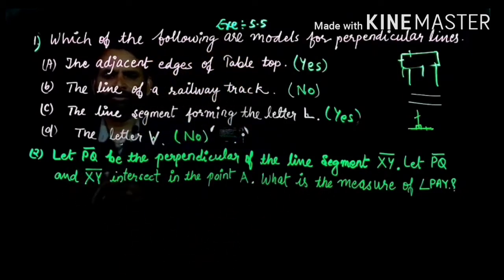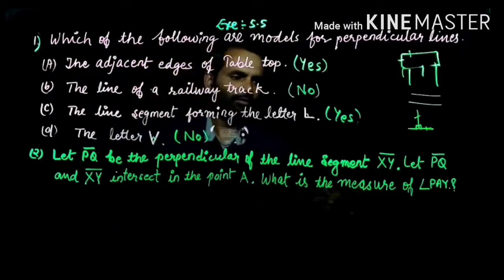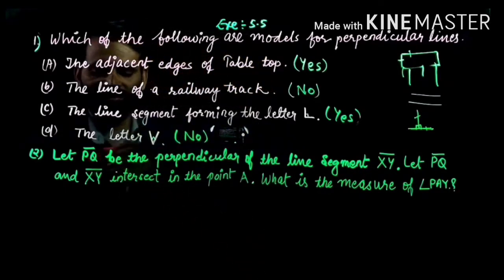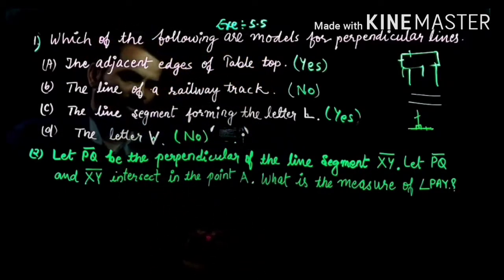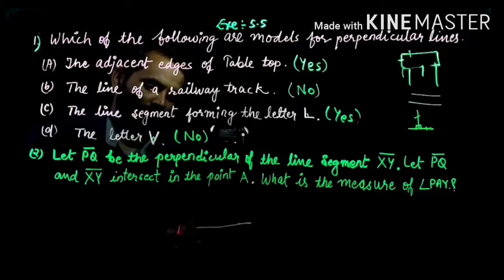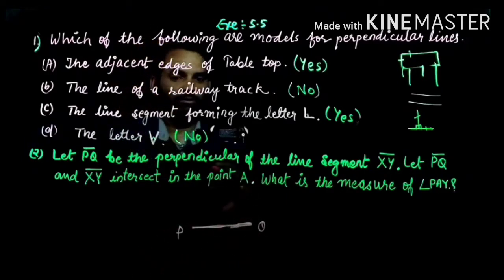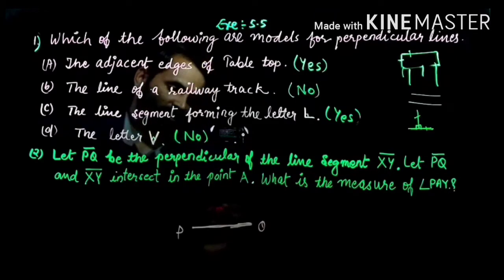Let PQ be perpendicular to the line segment XY. Let PQ and XY intersect at the point A. What is the measure of angle PAY? So first you draw a line segment PQ. This is the line segment PQ, this is P and this is Q. Okay, and perpendicular to line segment XY. This is XY.